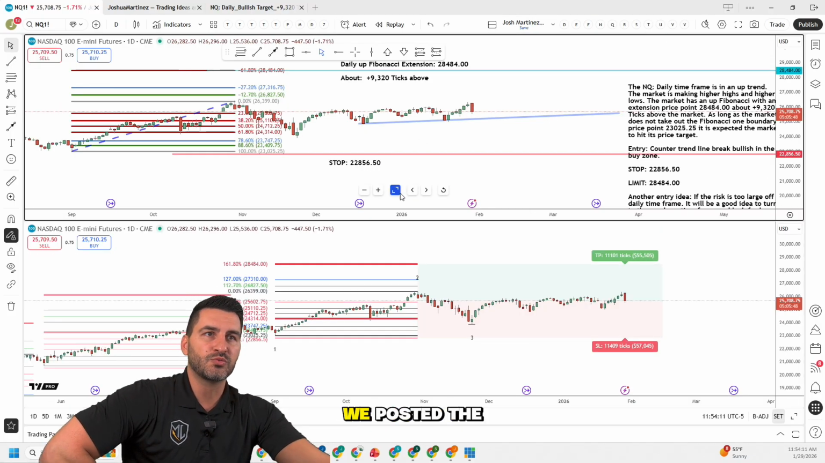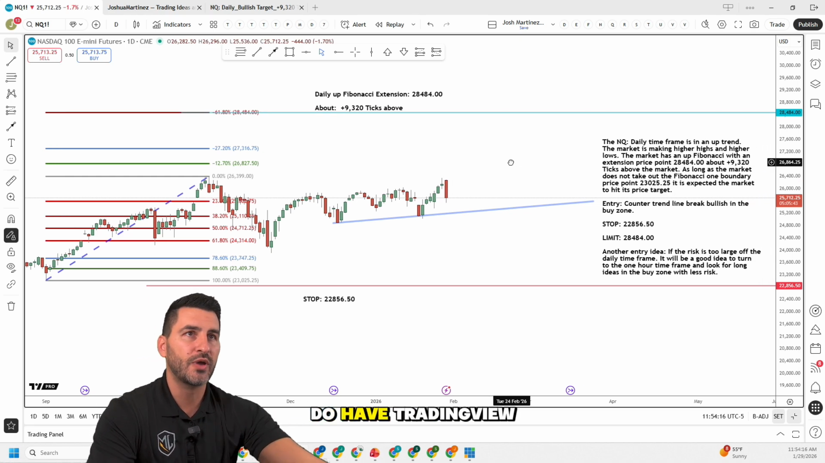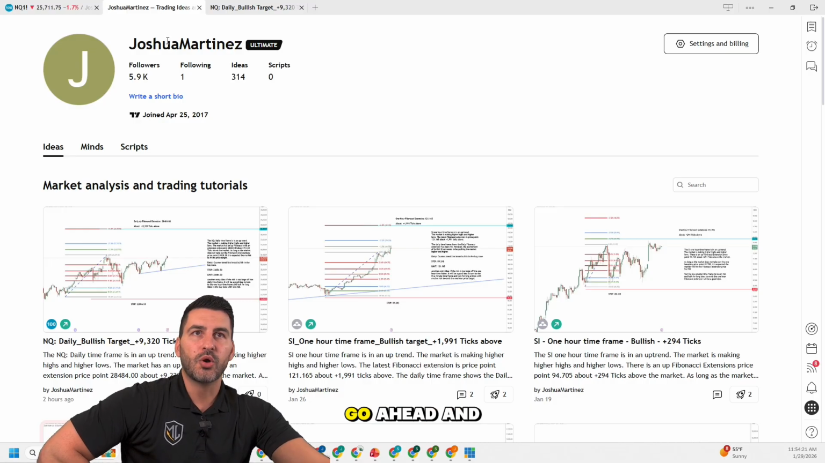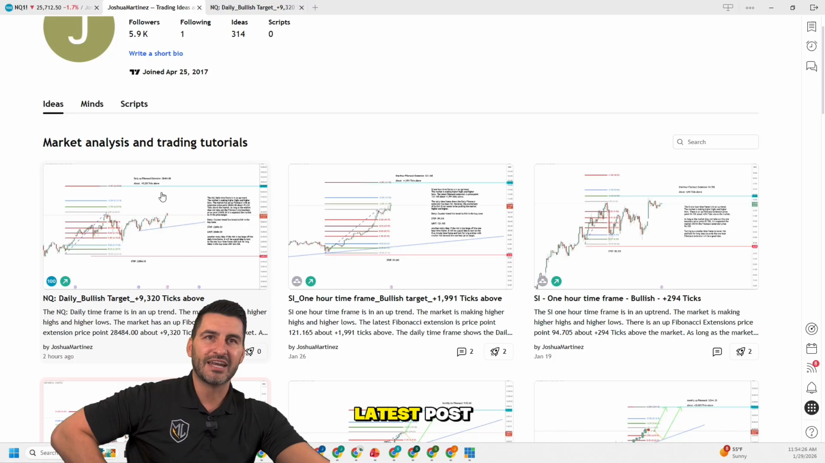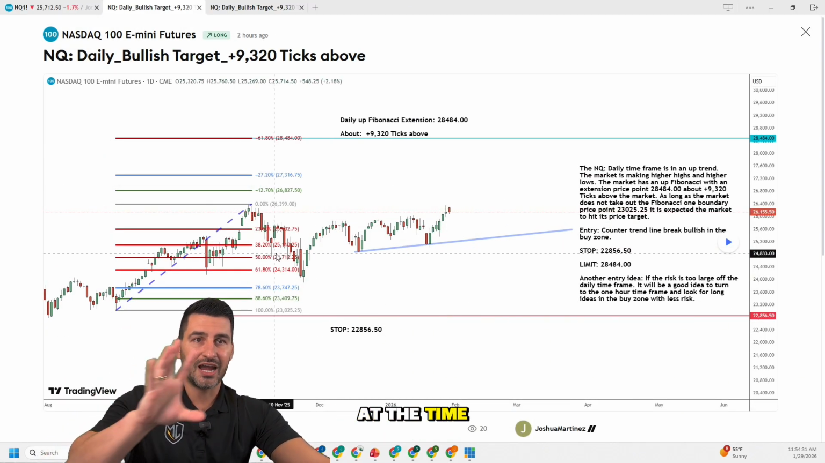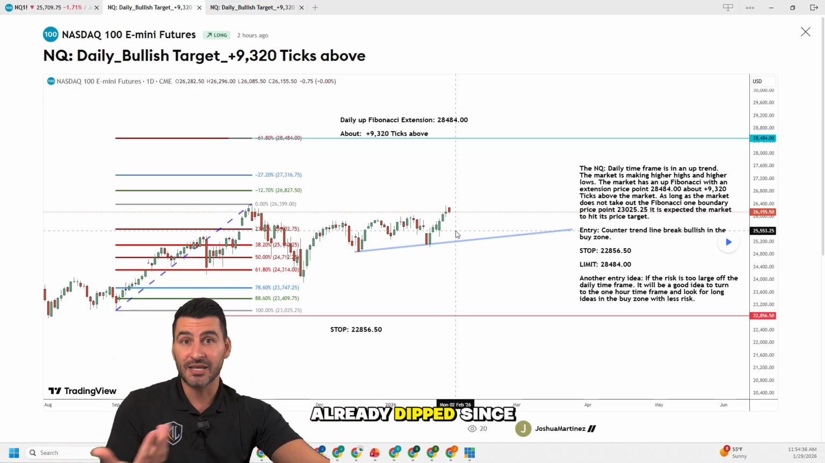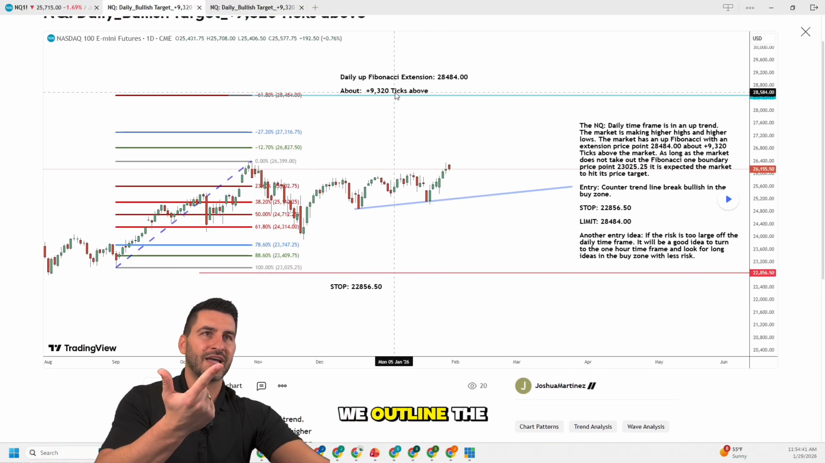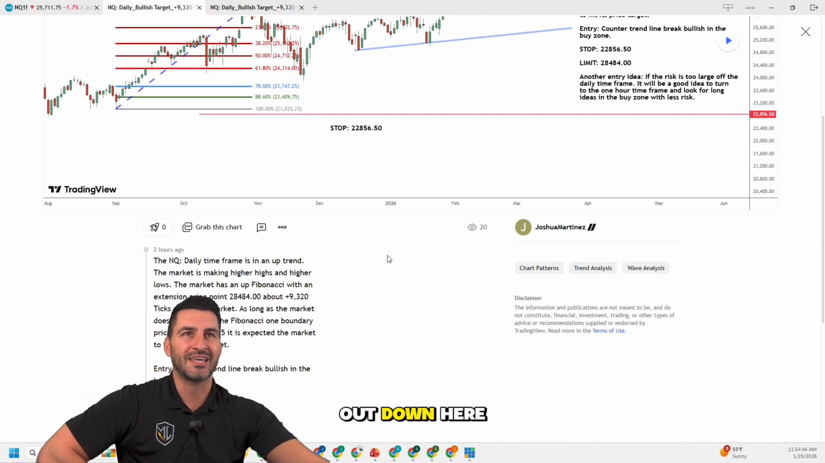What we ended up doing is we posted the daily snapshot as an idea on TradingView. So if you do have TradingView, you can go to tradingview.com. Go ahead and search my name, Joshua Martinez, all one word, and then you can see the latest post. We went ahead and made this public to where you can see at the time of posting this, there was 9,320 ticks of opportunity. You can see the market has already dipped since then, but it's a natural wave movement, pretty normal stuff. We outlined the stop, we outlined the target. Entry is preference. We have it written out here, and we also have it written out down here.